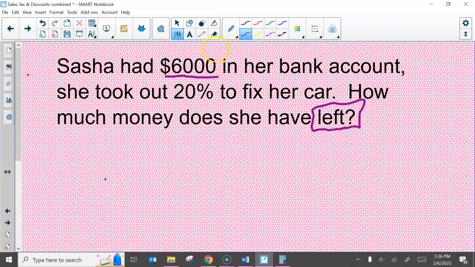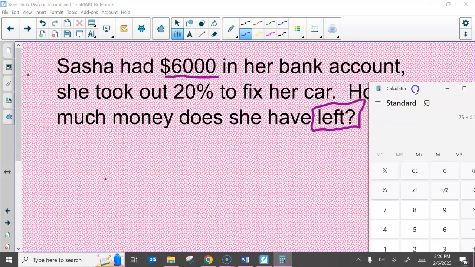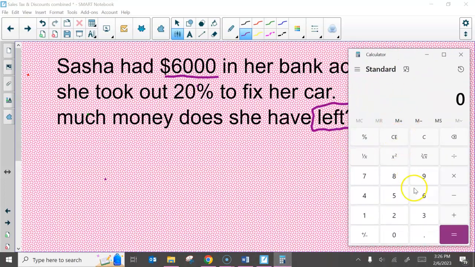But we got to figure out how much to subtract. Okay, so let's calculate this using our calculator. We're going to take our $6,000 times 20%. And hopefully we see that she needed $1,200 to get her car fixed.